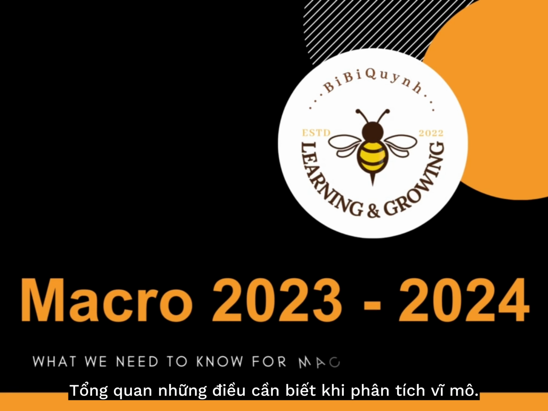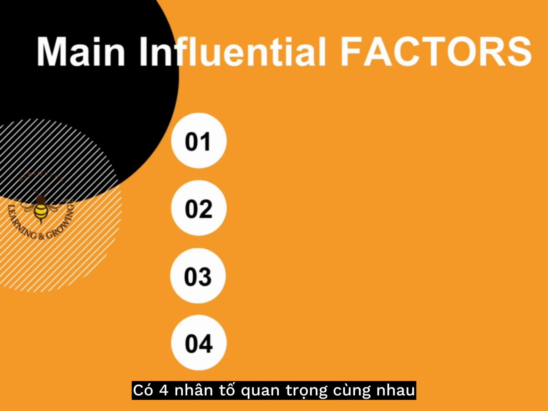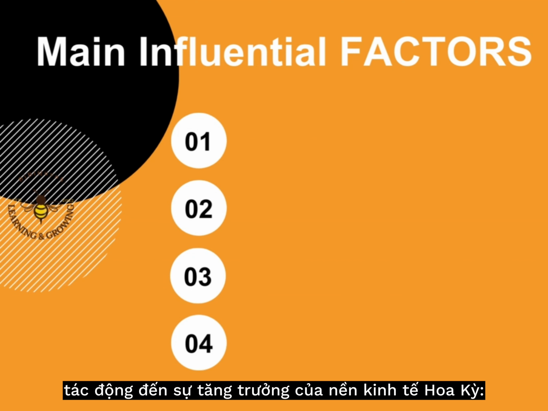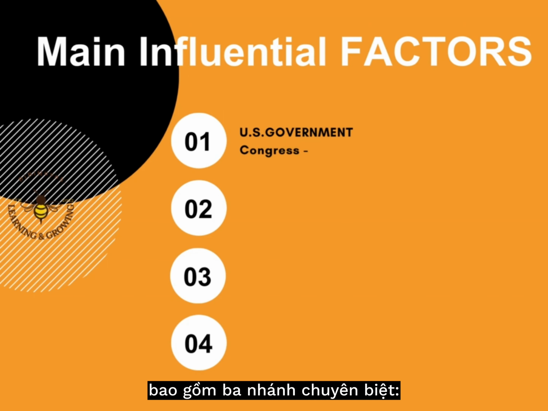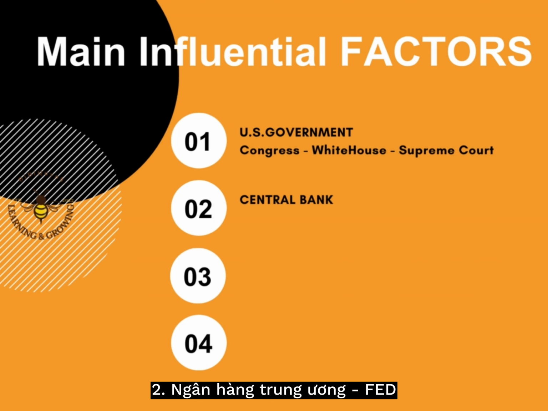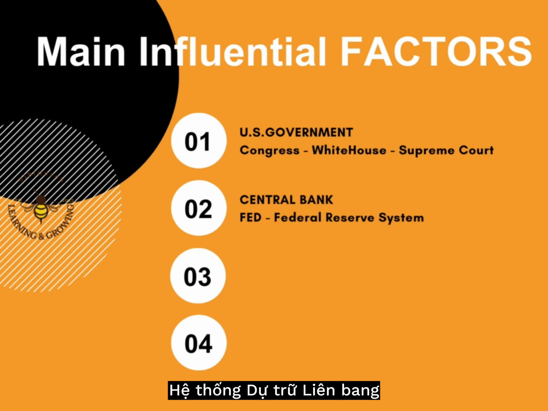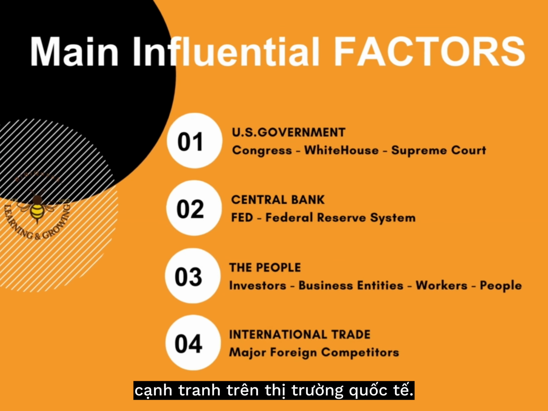What we need to know for macro analysis in general. There are 4 influential factors that together affect the growth of the U.S. economy. 1. The U.S. government, which is composed of 3 distinct branches: legislative, executive, and judicial. 2. The central bank, Fed, the Federal Reserve System. 3. The people, such as investors, business entities, workers, and others. 4. Foreign competitors who trade internationally.